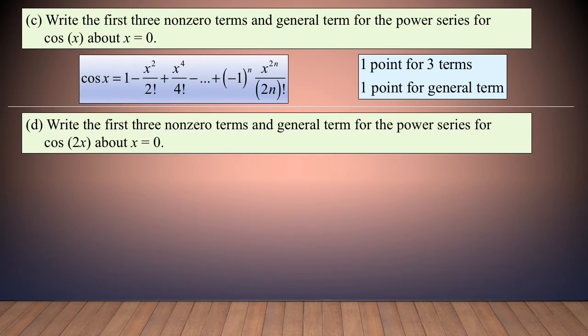Part D asks to write the first three non-zero terms and general term for the power series of cosine of 2x about x equals 0.